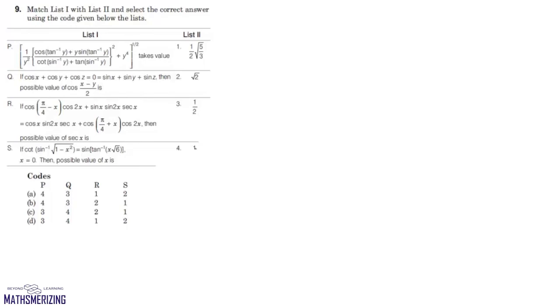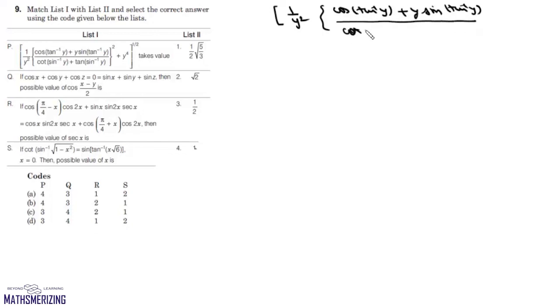Now let us take a matching type problem. So we'll start with this P, which is, we need to simplify 1 upon y square into cos of tan inverse y plus y times sine of tan inverse y, upon cot of sine inverse y plus tan of sine inverse y, whole square, plus y to the power 4, whole to the power 1 by 2. And let us take this expression as P.